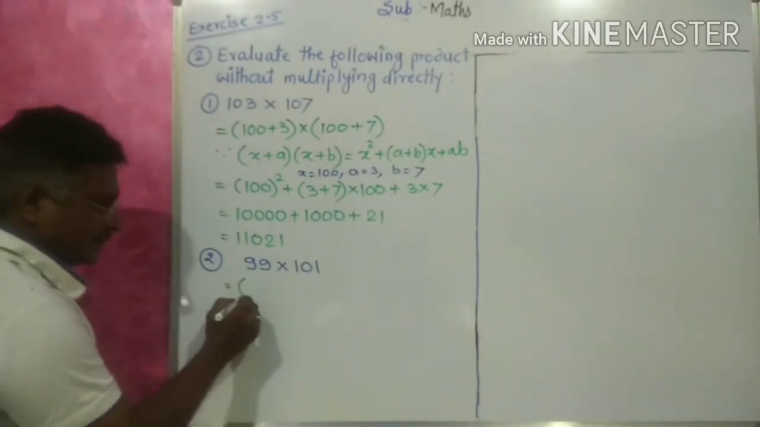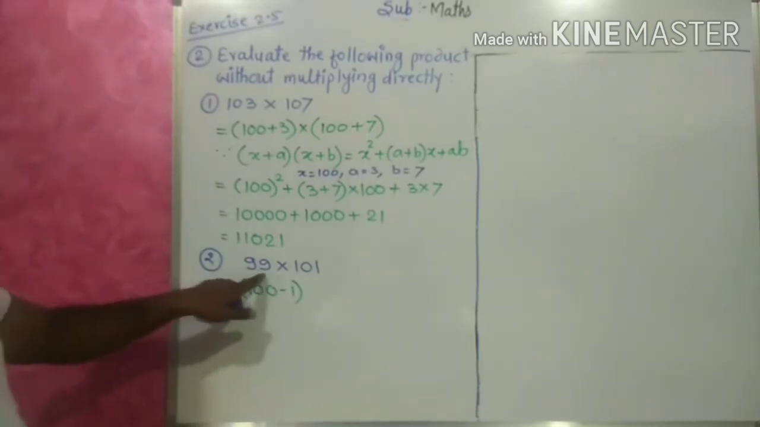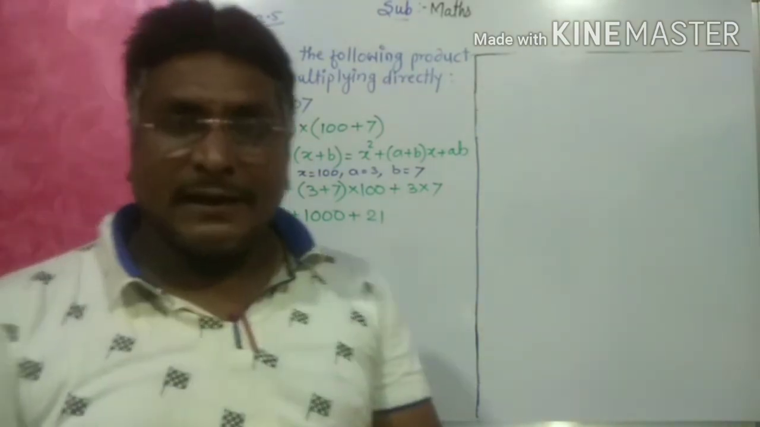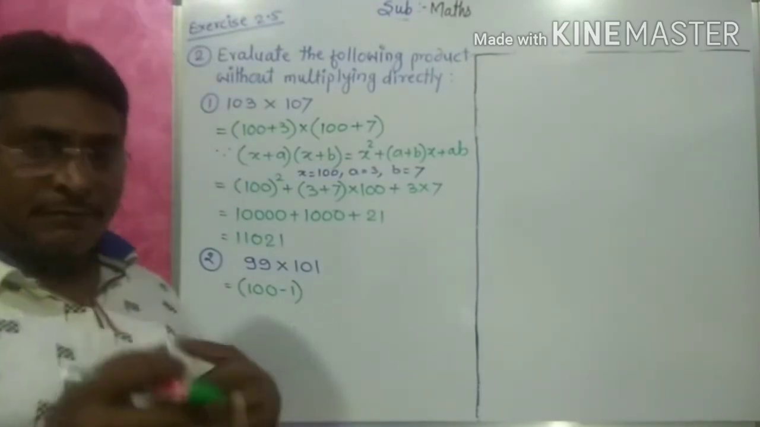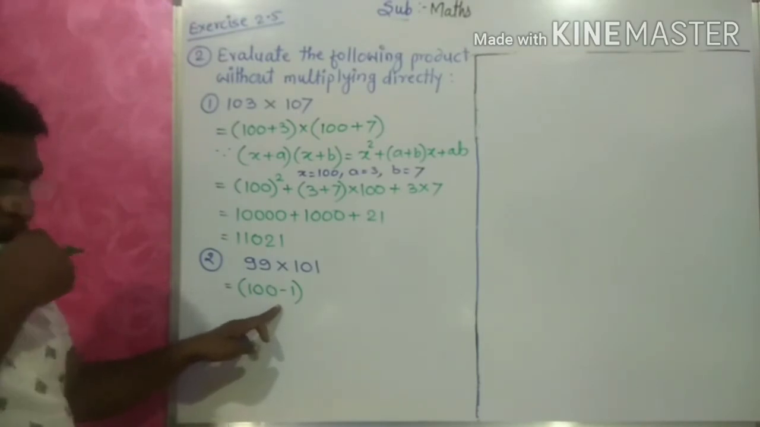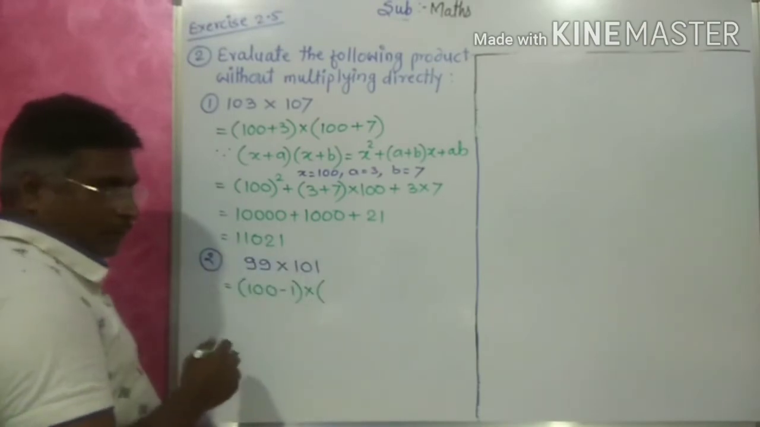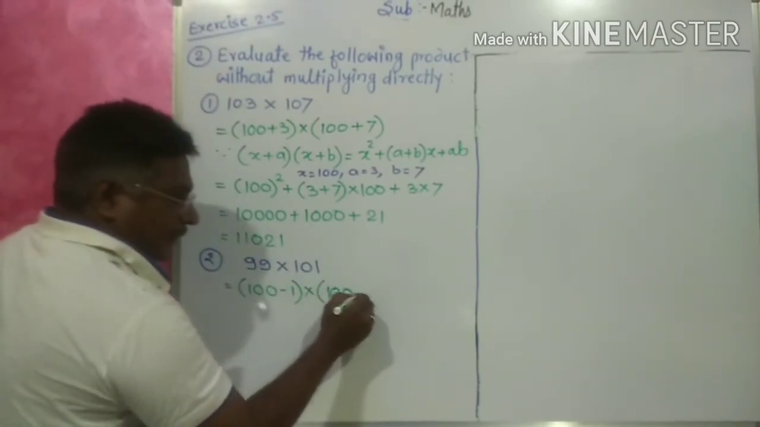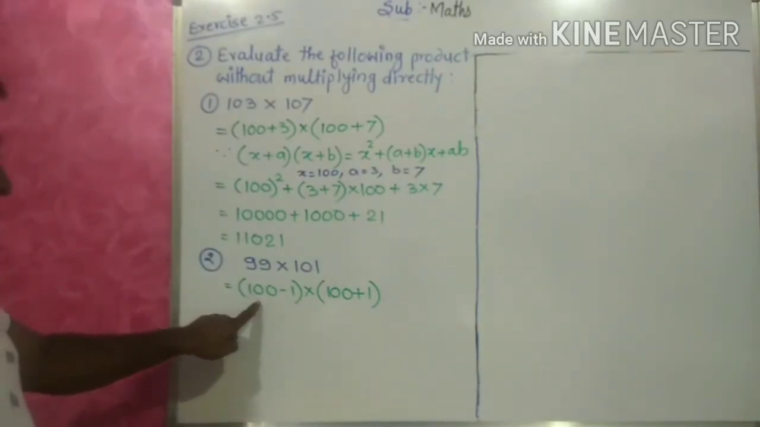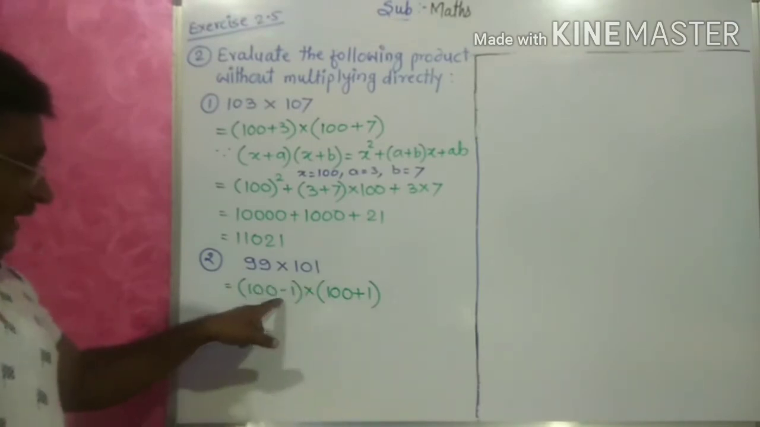99 means 100 minus 1. So students have to take here the number in which we will get 0 in the unit place. Like that, the number has to be taken. Okay? Into 101, how we can write? 100 plus 1. Can we write like this? Now see, 101, 101. Same numbers are there, but sign is opposite.